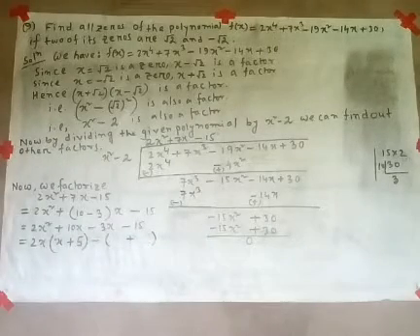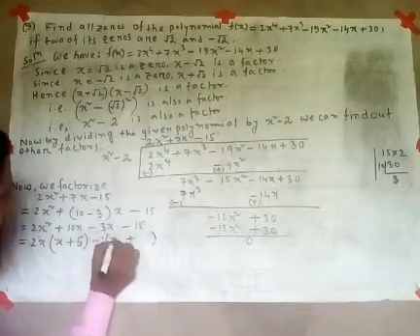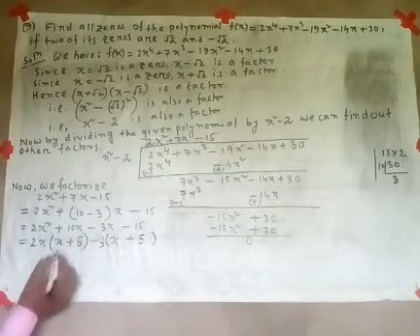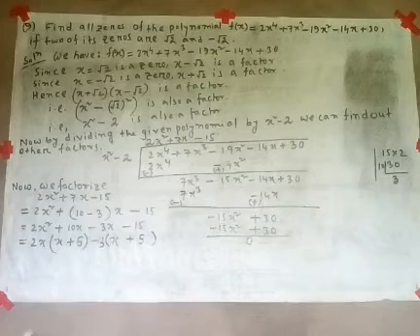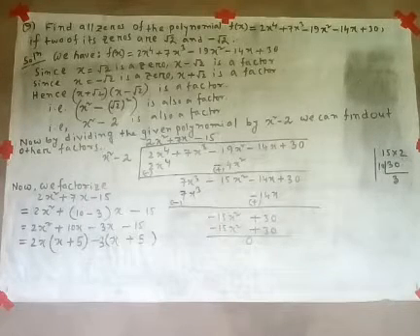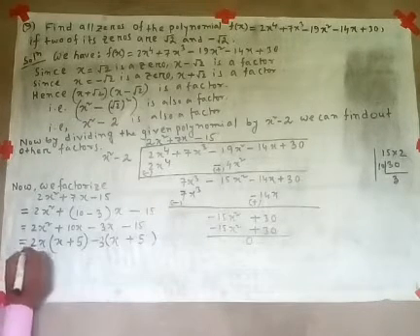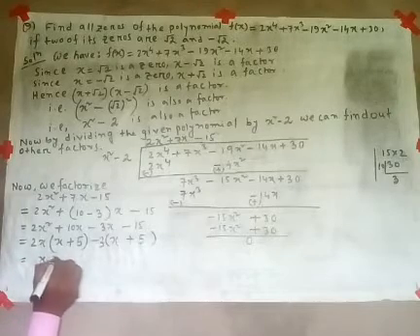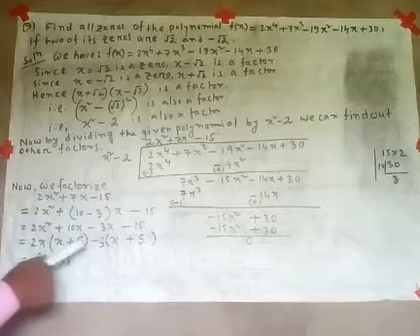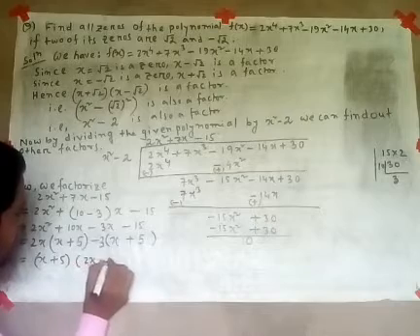Now 3 and 15, 3 is taken common, then what is remaining? X. 3 into how much? 15. 3 into 5, 15. Now we can see x plus 5 and x plus 5 both are same, so we can take x plus 5 common. This is equal to x plus 5, then what remains? Here is 2x, here is minus 3. So 2x minus 3.